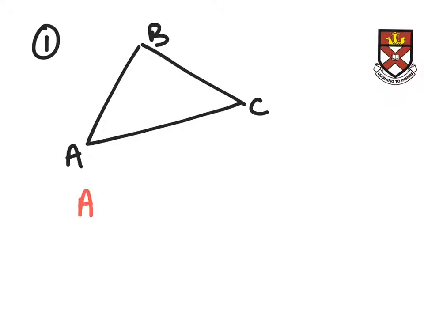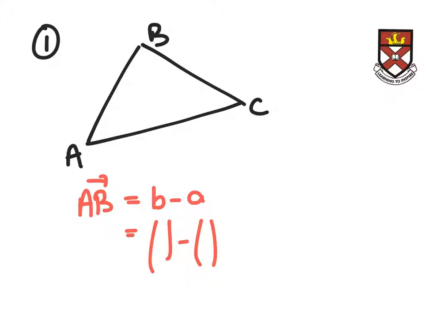is we're asked to find the vector AB. We have a little formula that says that AB is little b minus little a. So take point B, take point A and subtract them. Okay, similarly you do the same thing for AC.